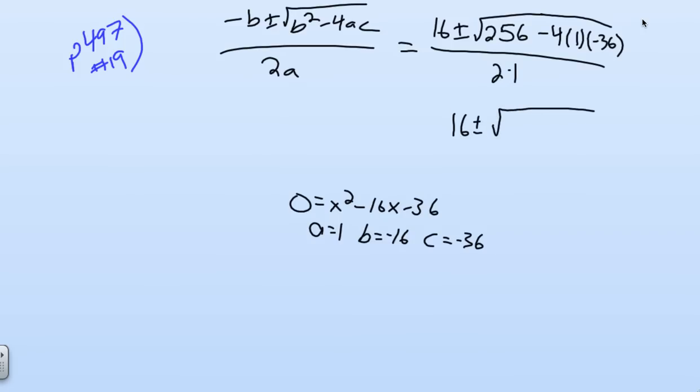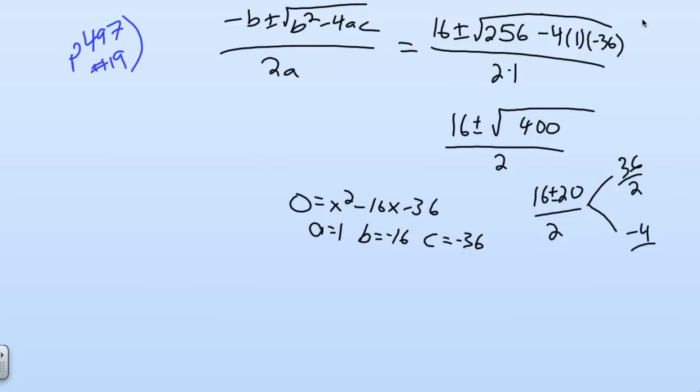When we do all that, we get 400. And 2 times 1 is 2. The square root of 400 is 20. And now, remember, you're basically doing this problem twice. You're doing it once with plus, so 16 plus 20 is 36. Once with minus, 16 minus 20 is negative 4. Simplify, simplify. You get positive 18 and negative 2 as answers.